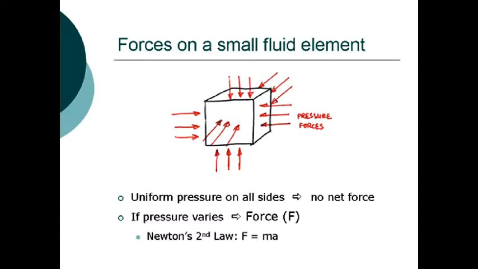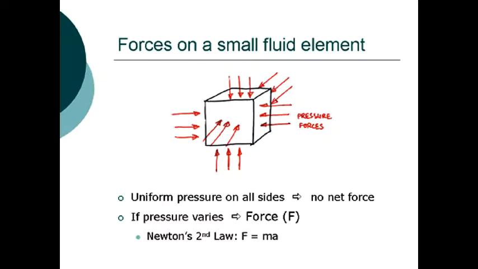Now when we deal with hydrostatic pressure, what we usually say is that all these pressures are the same. If all these pressures are the same on all 6 sides, then what net force do we have? Well, we have 0 net force. If the pressure on this side is the same as the pressure on that side, then we have no force in the horizontal direction, and so on with all the other sides. So if the pressure is completely uniform, then we have no net force.